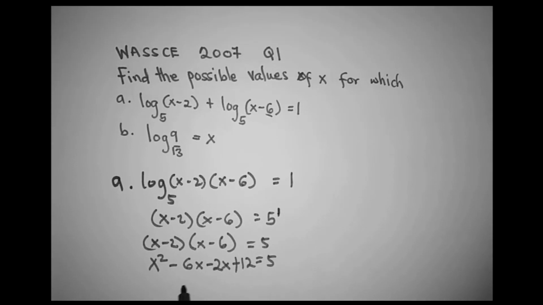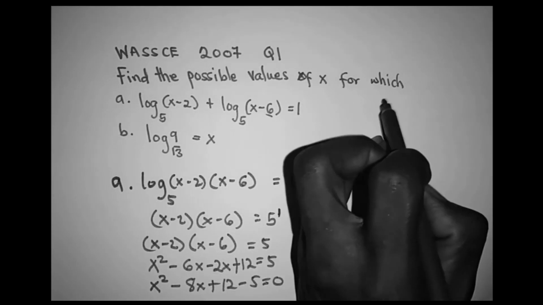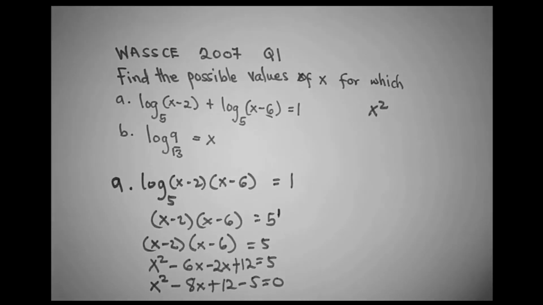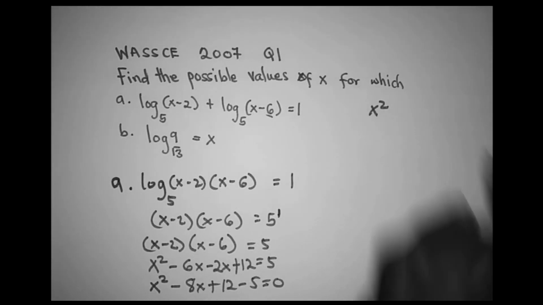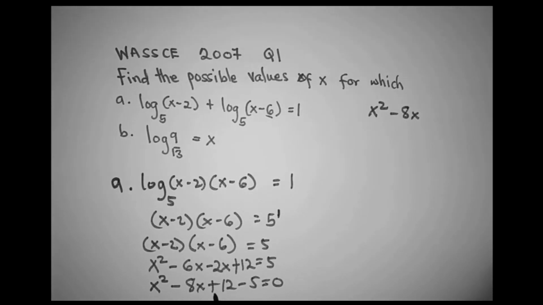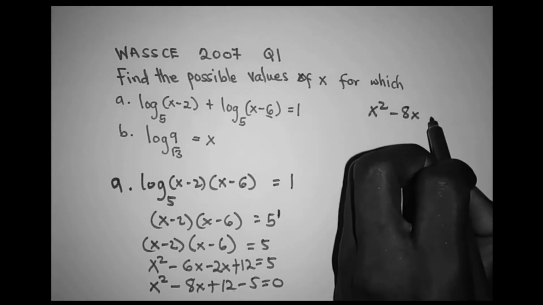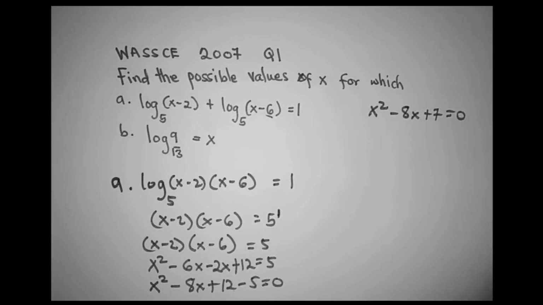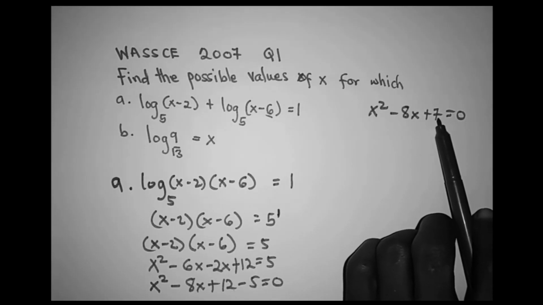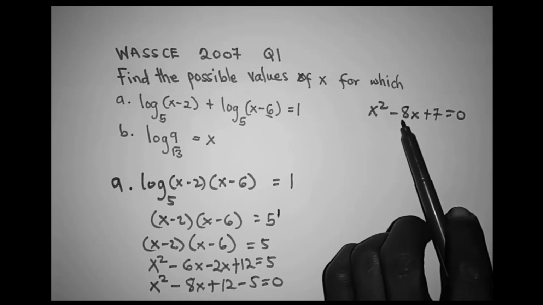So let's bring everything to the left-hand side of the equation. So it becomes x squared, minus 6x minus 2x becomes minus 8x, then plus 12 minus 5 equals 0. So we then have x squared minus 8x, then plus 12 minus 5 is plus 7, is equal to 0. So we must look for two numbers that when you multiply, you get plus 7, but when you add, you get minus 8.